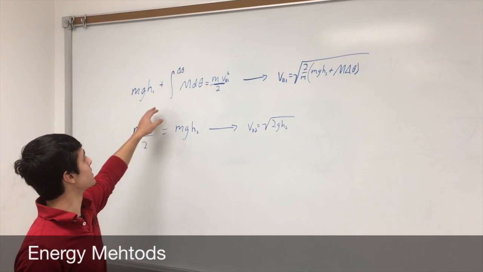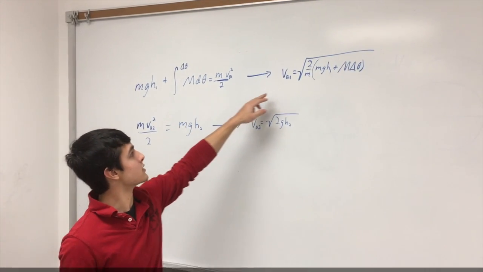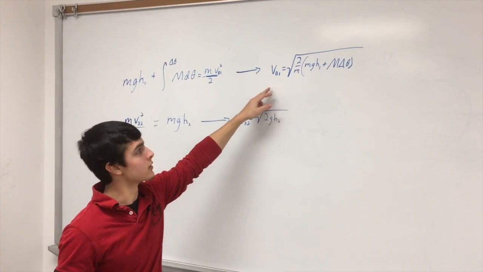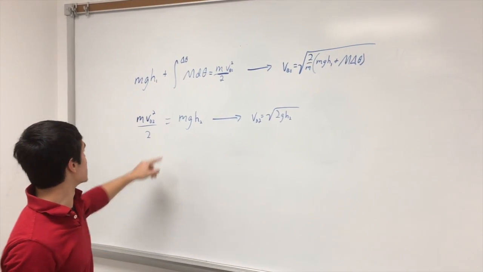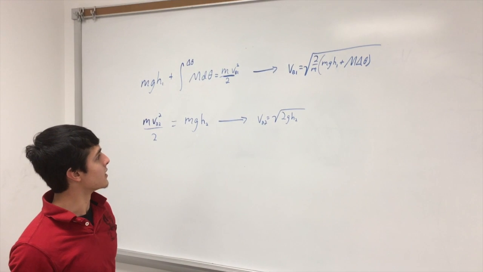Okay, so here we have the initial energy going into the system, which gives us the velocity right before the bead strikes the pad. And here we have the velocity just after it strikes and the resulting height.